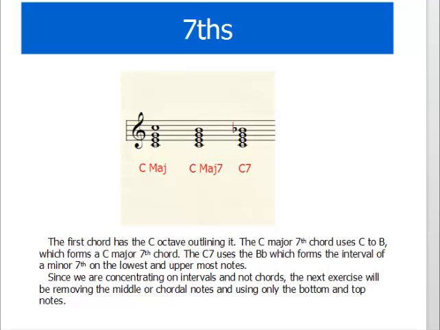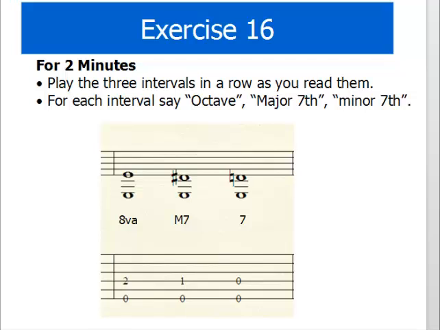Since we're concentrating on intervals and not chords, the next exercise will be removing the middle or chordal notes and using only the bottom and top notes. So, for a couple minutes, play 3 intervals in a row. As you read them, for each interval, say octave, major 7th, minor 7th. Starting on low E to the octave, play them together.